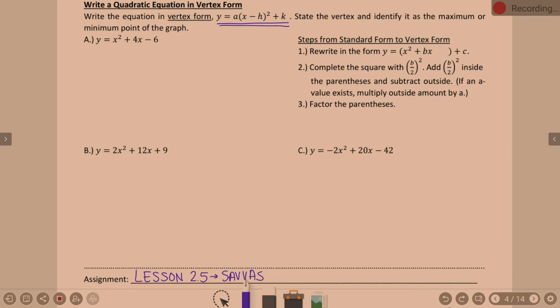Now, first step, rewrite in the form where it's x squared plus bx, but then instead of equals c, we're just going to scoot the plus c off and put it outside of a set of parentheses. Okay, so as we think about that, for example, A, y equals. So in my parentheses, I want x squared plus bx, which in this first example is going to be x squared plus 4x. And then, notice in the steps over here, there's a blank, isn't there? So we're going to leave a blank here. I'm going to end my parenthesis. And then what other piece of this problem do I still have? The minus 6. So whatever that value is, it just goes outside the parentheses. Okay? So that's our step 1.